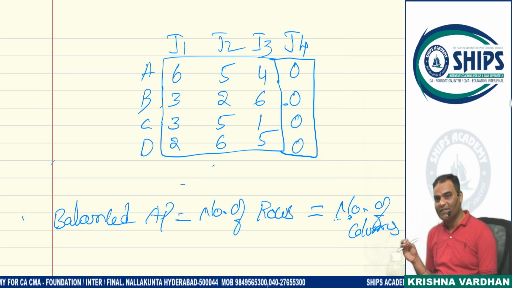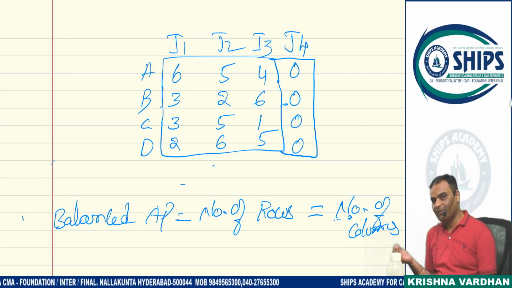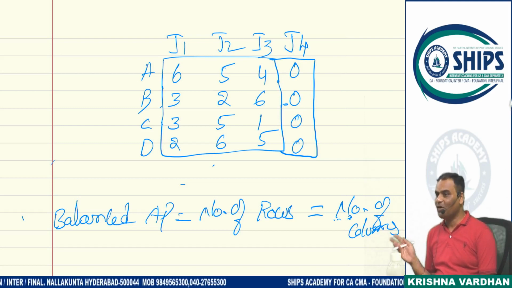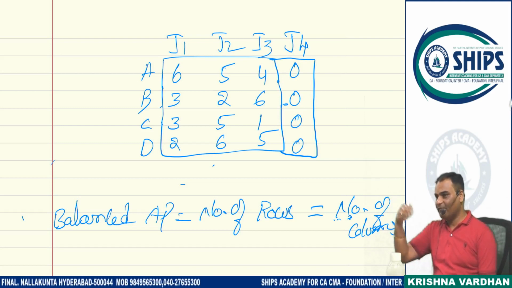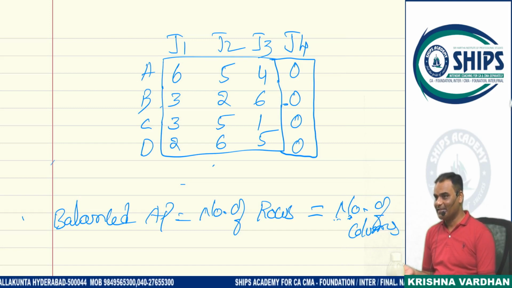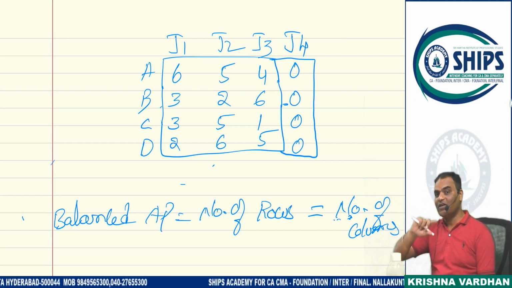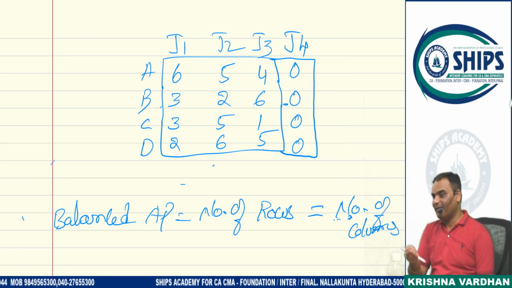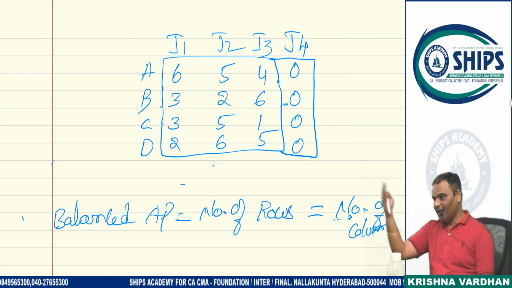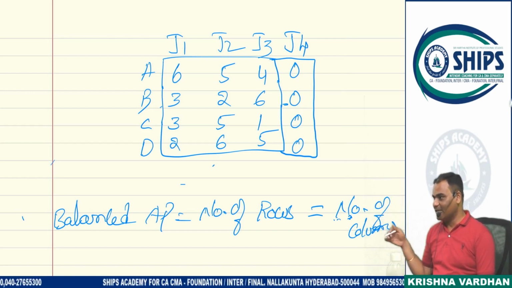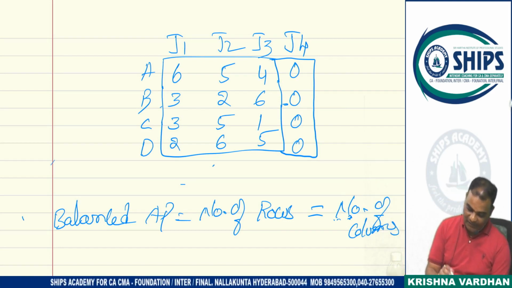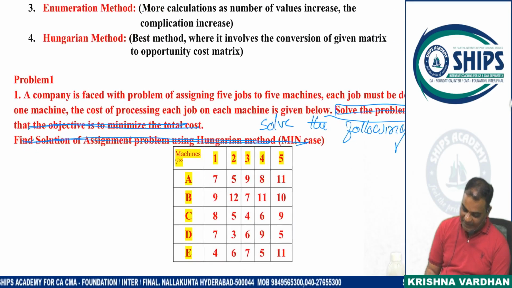What is an unbalanced assignment problem and a balanced assignment problem? A balanced assignment problem is where the number of rows is equal to the number of columns. Unbalanced is where one of them will be less. How do you convert unbalanced to balanced? Add whichever is less, add all zeros and make it a full matrix. Right. So in this case, the given problem is balanced.